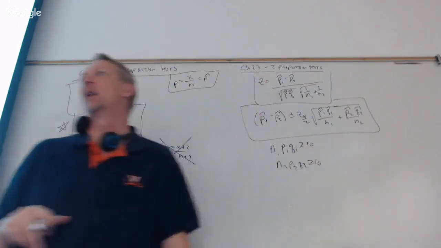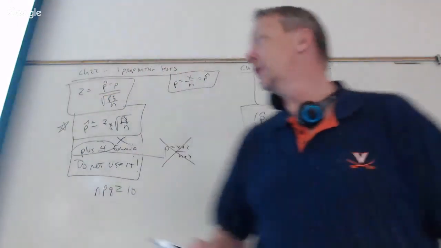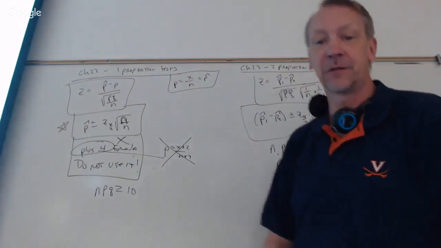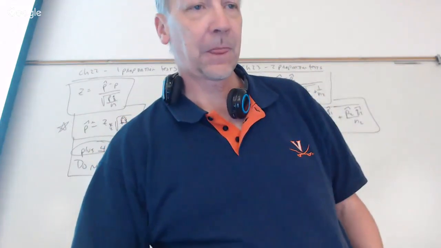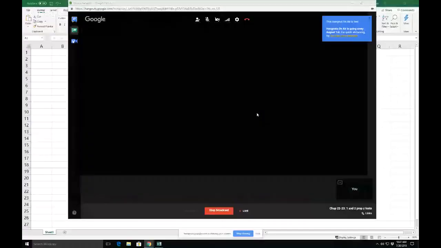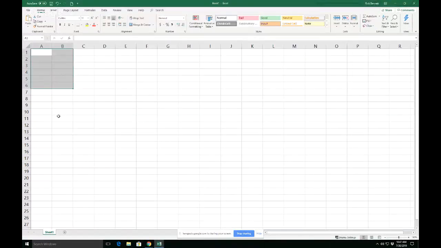Okay? If your sample size is too small, you shouldn't have that problem on your project. But there is another method. We're not going to learn it. So just remember, don't just say greater than 10. It's got to be the whole thing. Okay. Q is 1 minus p, right? Yep. Q is 1 minus p, that's correct.